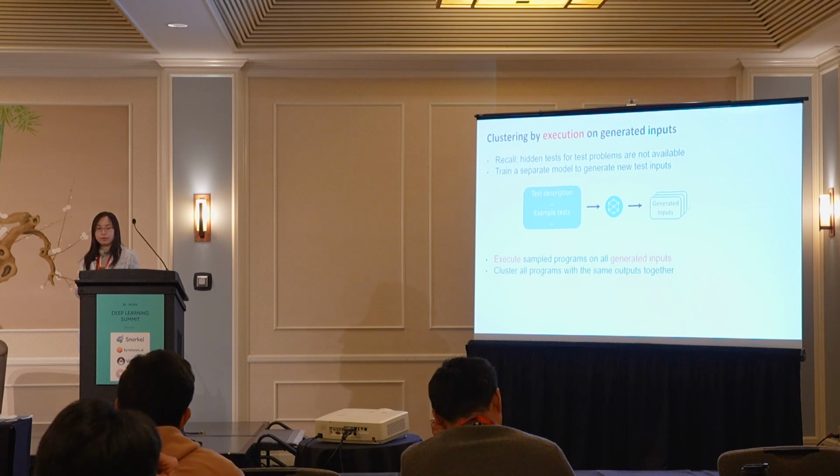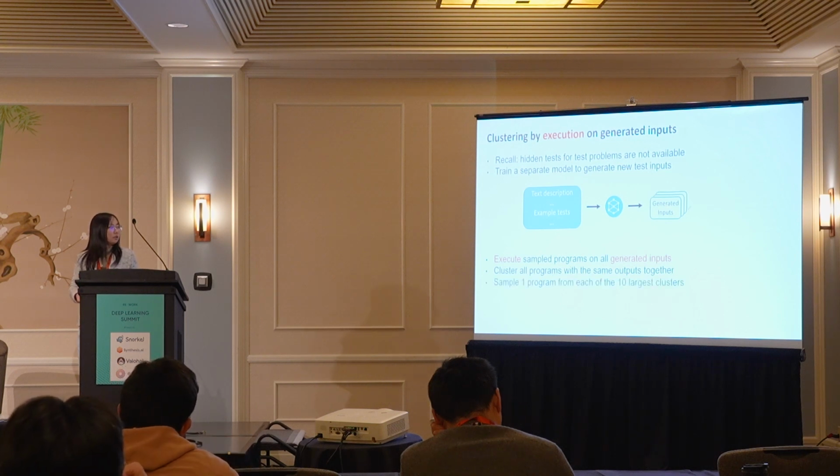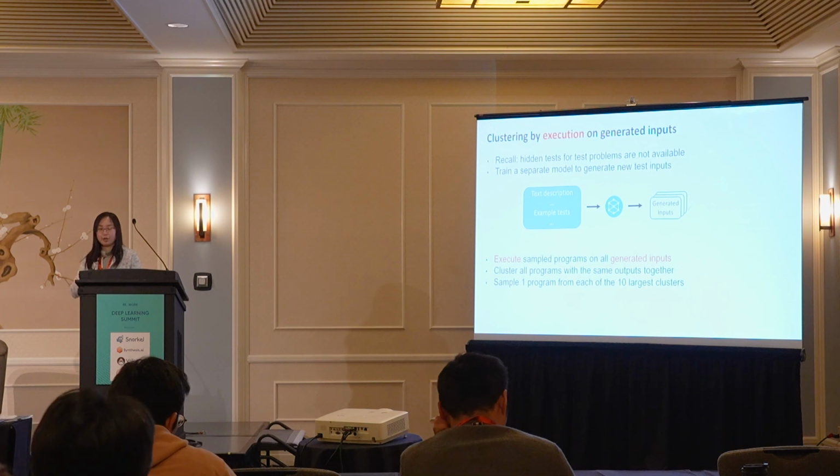So here we can assume that programs in the same cluster are semantically equivalent, given that we have enough generated test inputs. Then we will sample one program from each of the 10 largest clusters. So the idea here is that the correct programs can cluster better together, while the wrong programs will be wrong in different ways.